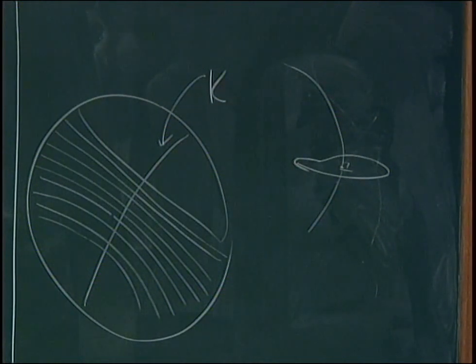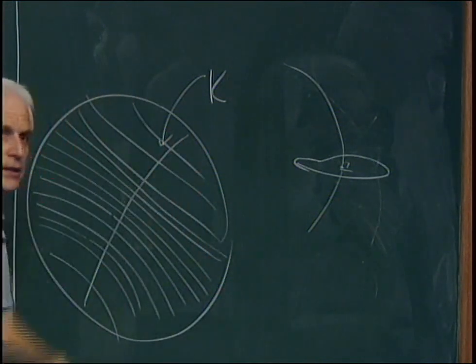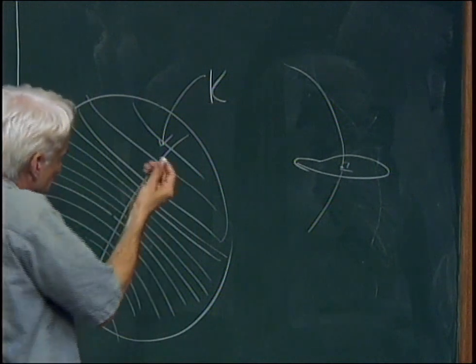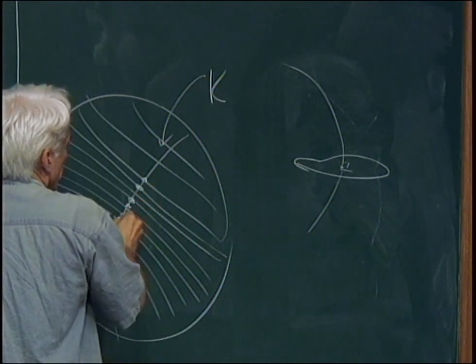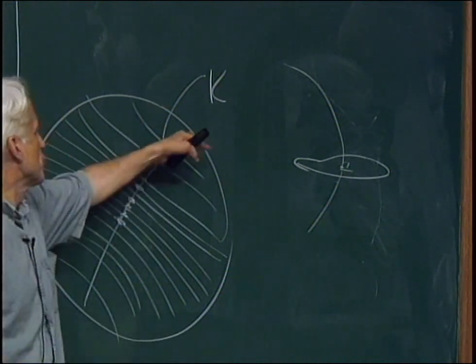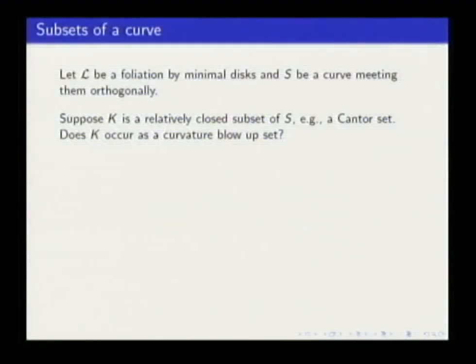But now take one of those. Take a foliation, and take a curve perpendicular to it, but now pick a subset, like maybe a Cantor set. And now I don't want the curvature to blow up on the whole curve, I want it just to blow up on that subset. So suppose K is a relatively closed subset of the curve, like maybe a Cantor set, and you can ask, does that closed set occur as a blow-up set?